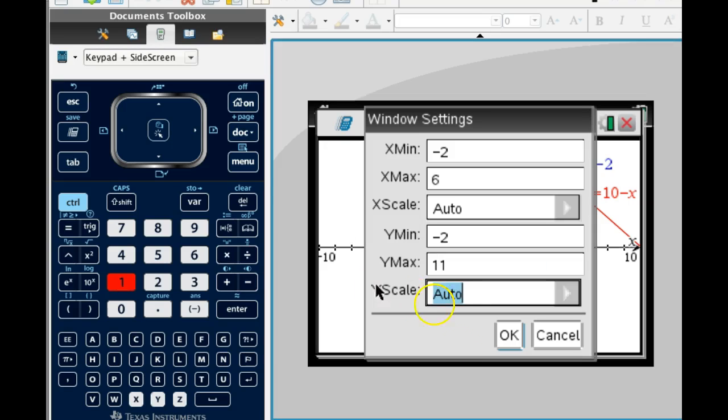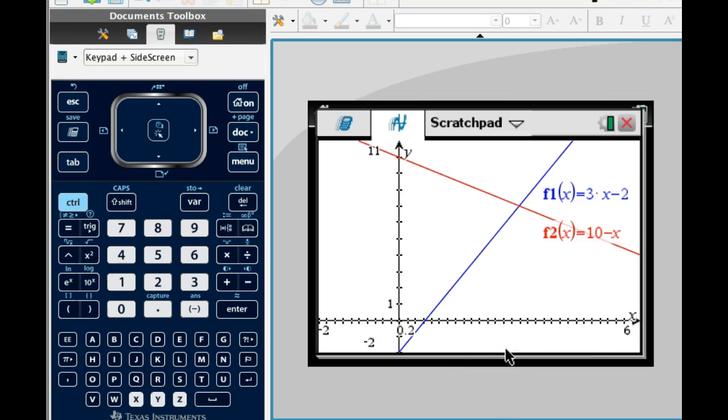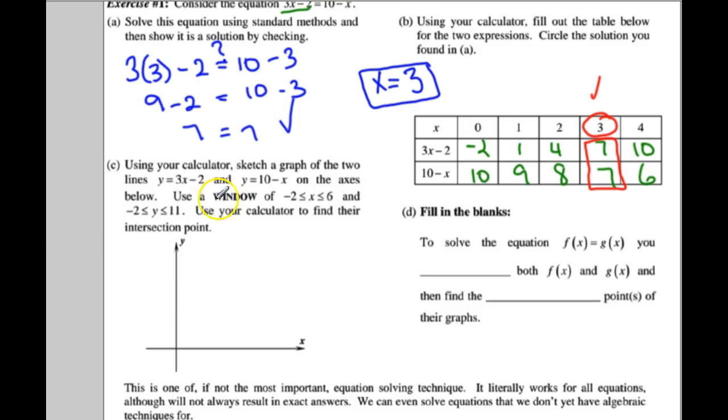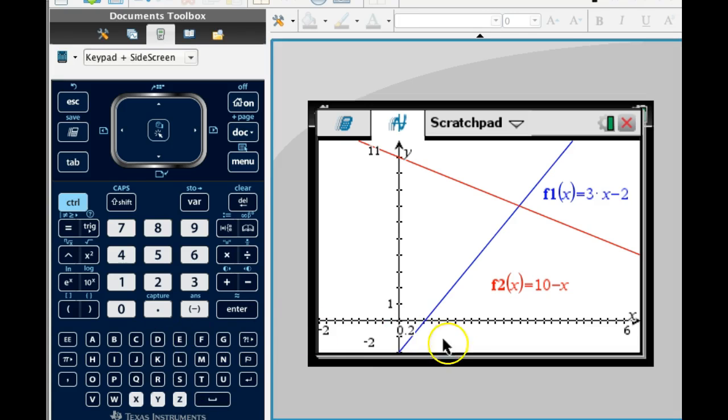So again, you go to menu, window, and window settings. Hit OK. This is what your graph should look like. This now is what you're going to copy and sketch over here. So you're going to have a graph that looks exactly like this.